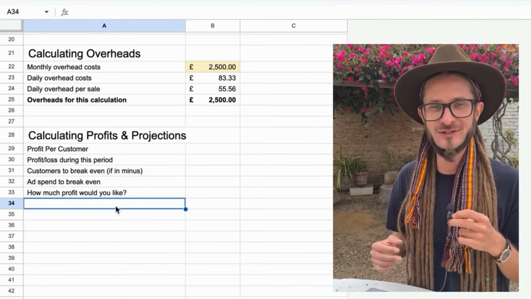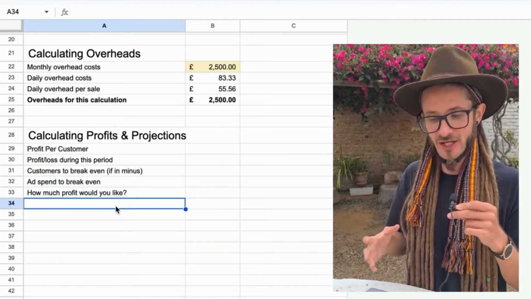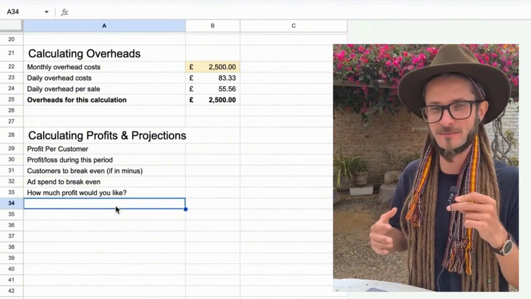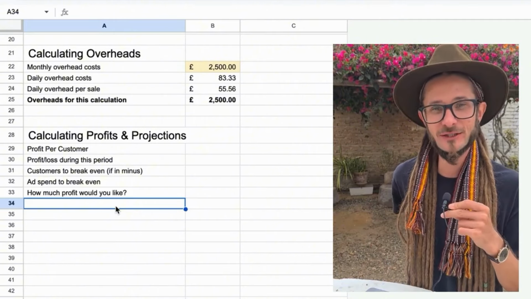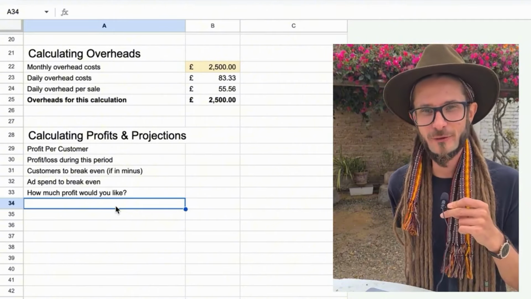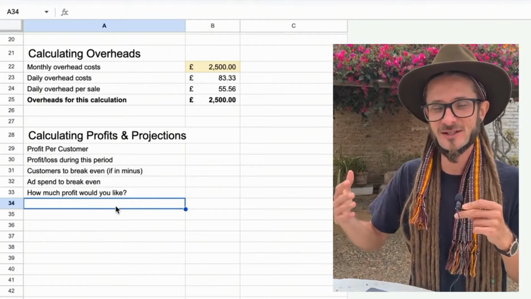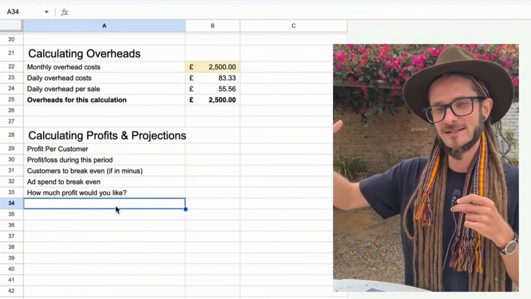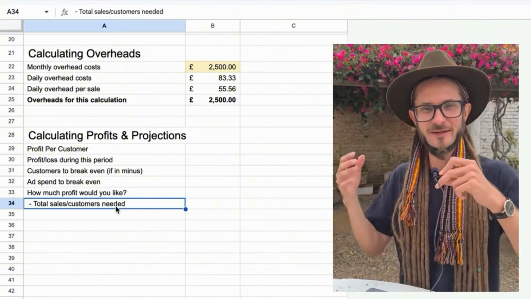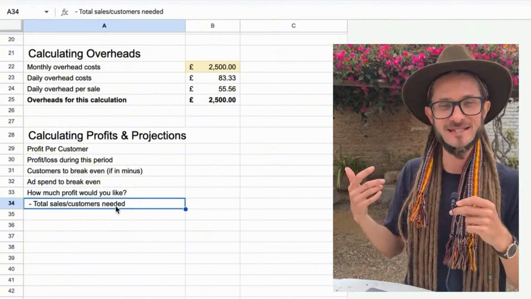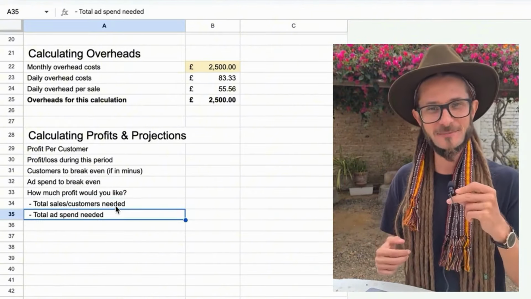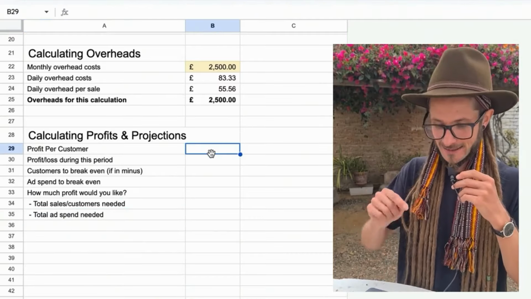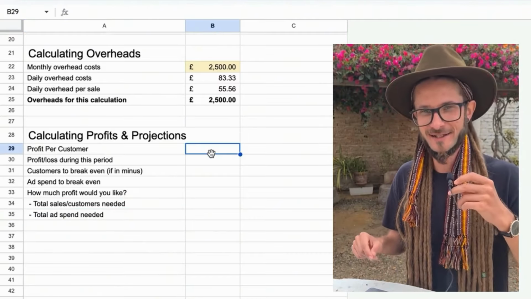You can add this information in because again, this is a projections and profitability calculation spreadsheet, right? So we can add in here how much profit you'd like. So I'd like to make £1,000 profit. Well, then we know that we need to spend a certain amount on ads to get those customers. To get a certain amount of profit, we need to spend a certain amount to get a certain amount of customers, right? So then we'd add in what the total sales and customers needed to break even and the total ad spend needed. Okay guys, so I'm going to go and add in all these self-calculating fields now.